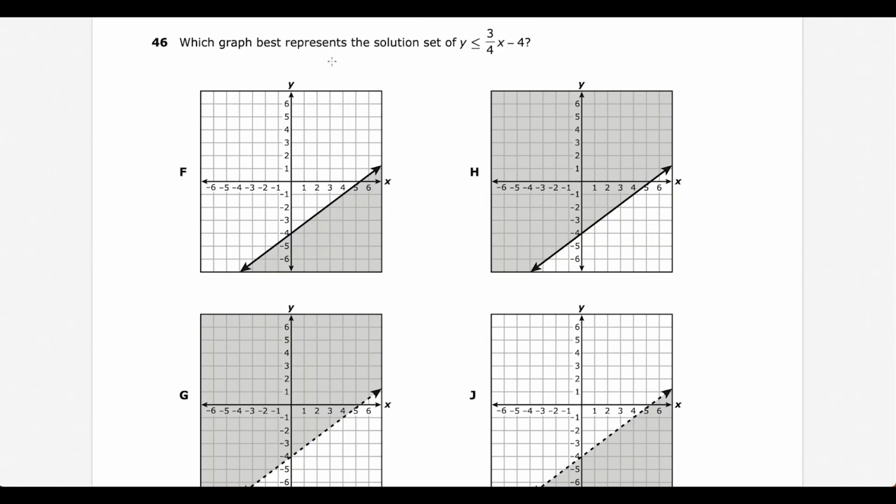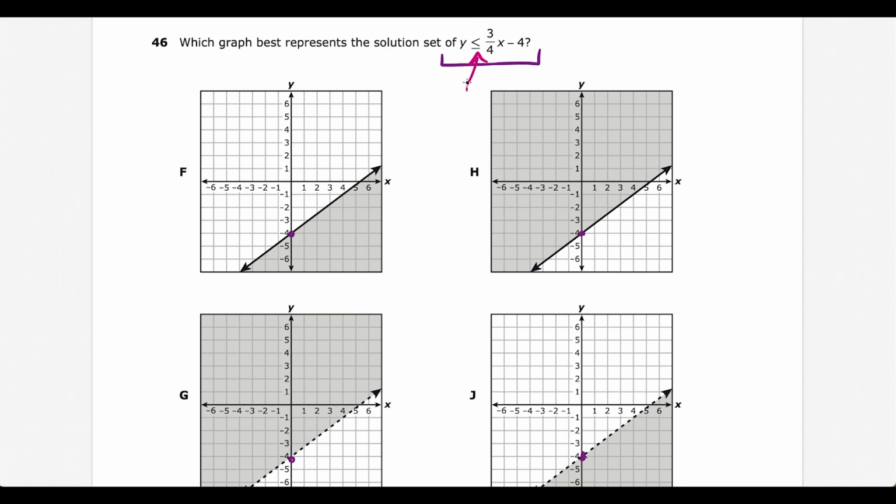Question 46, which graph best represents the solution set of this linear inequality? Now notice all of the lines are almost the same, except some are solid and some are dotted. They have the same y-intercept of negative 4, and the same x-intercept of positive 5-ish, a little bit more than 5. So these are all the same graph. The only thing that distinguishes them is how they're shaded or if the line is solid or dotted.